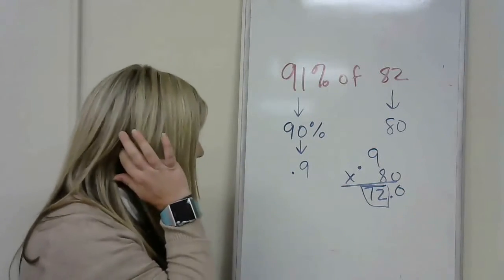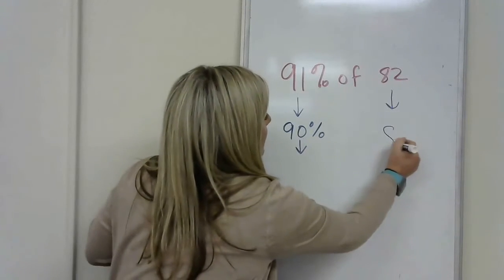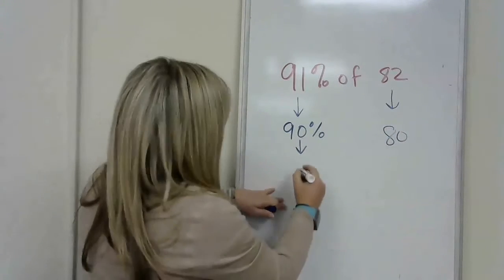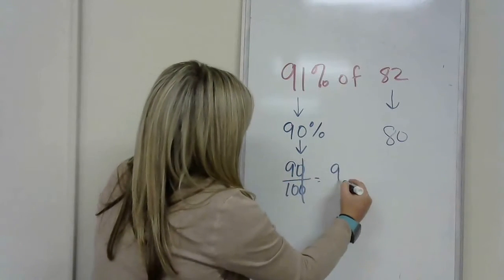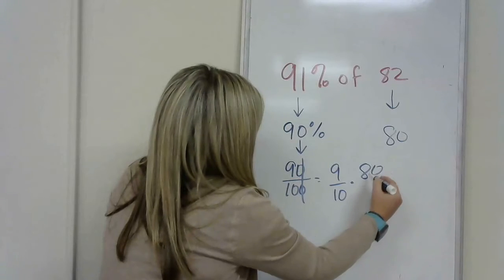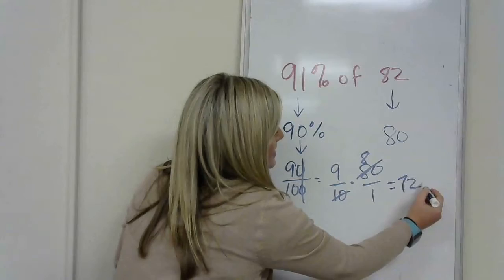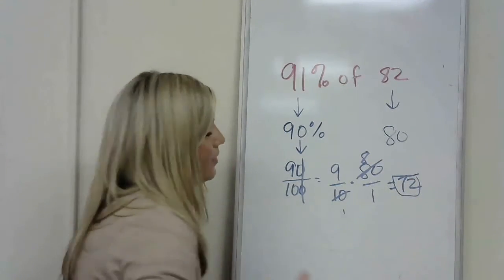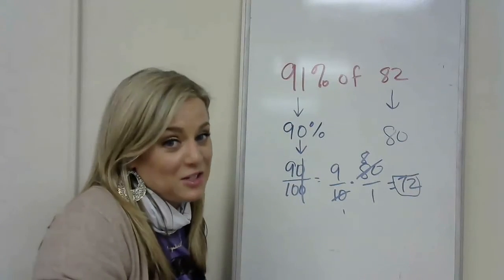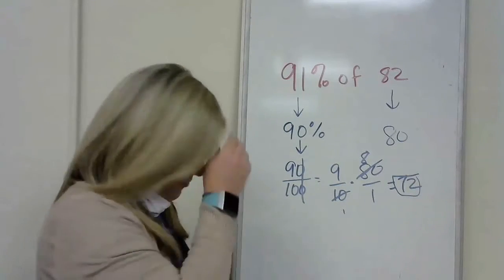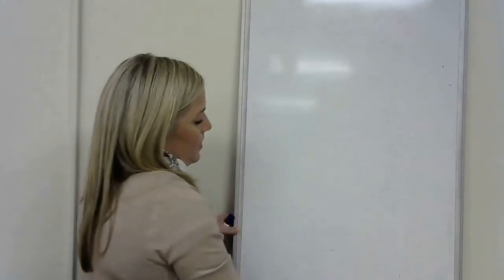Now the book had me do, oh wait, that says 80. Sorry. The book had me do 90 over 100, which is fine. And you have 9/10 times 80. Okay, 10 goes into 80 8 times, 9 times 8 is 72, and 1 times 1 is 1. So that way works too. Both ways work. It's whatever you're comfortable with. Now, the next one, I can't turn to a fraction, or I feel like it's easier. I really can't do it in a fraction way.